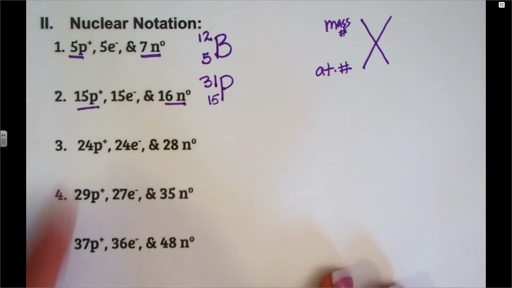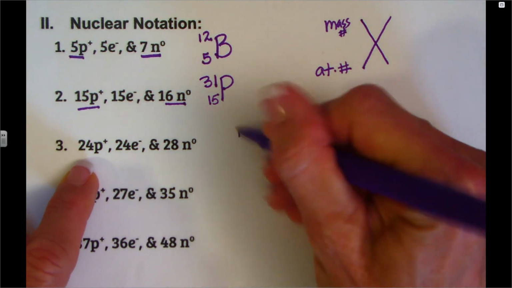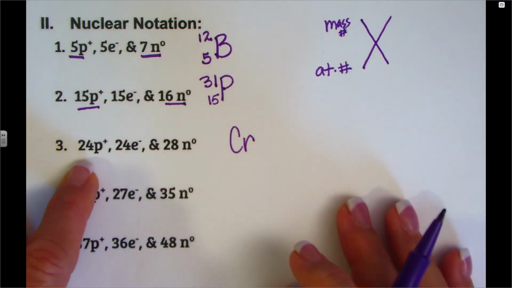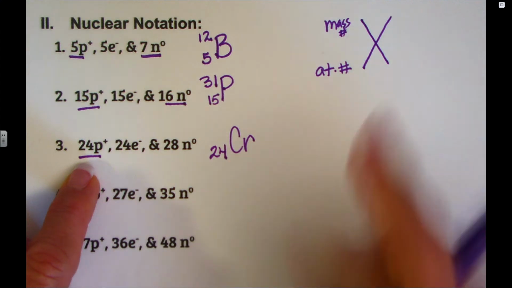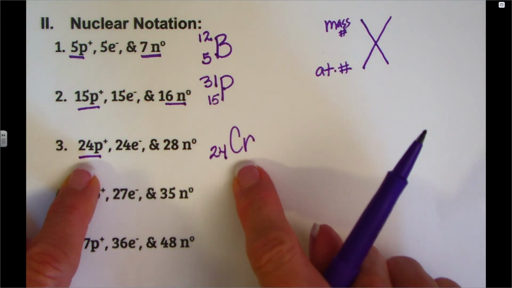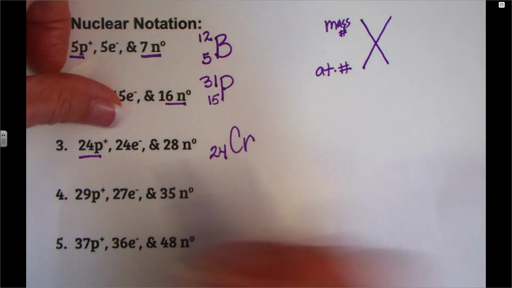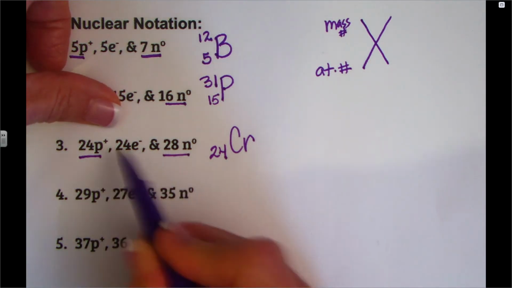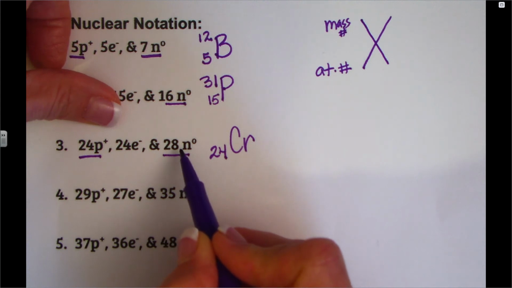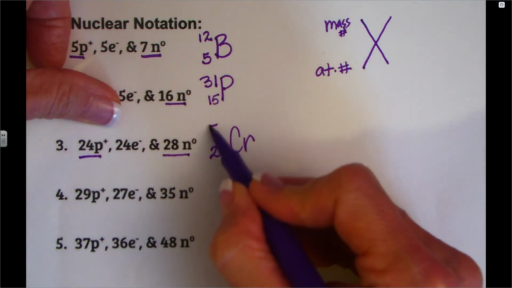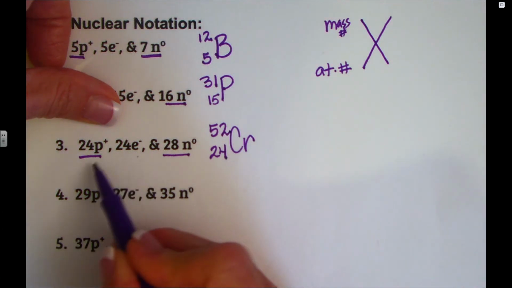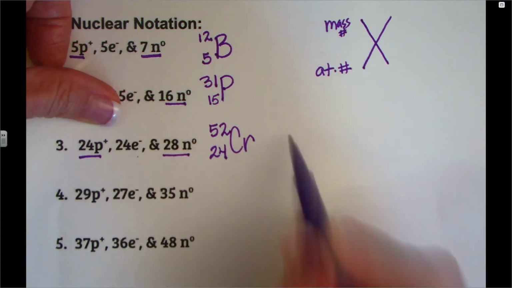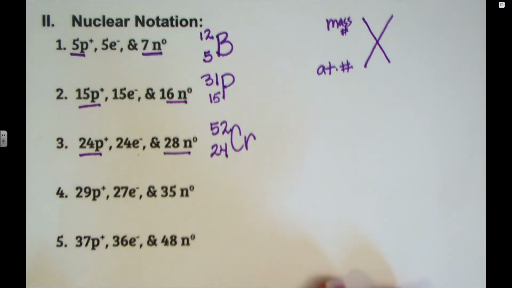Number 3, 24 protons. If you look to your periodic table, that is chromium. Same as before, protons go down bottom, put your atomic number down bottom. In this notation, atomic number is always down bottom. Up top, you put your mass number, so add your protons to your neutrons, 24 plus 28. And that's going to give us 52 for your mass number. And again, compare your protons to your electrons. They're equal, so it's an atom again. So all 3 of these are atoms.